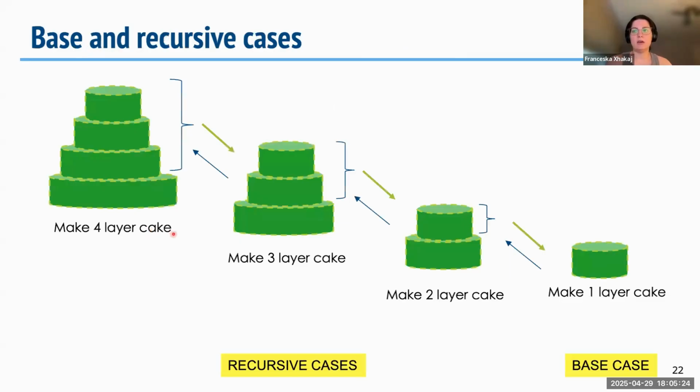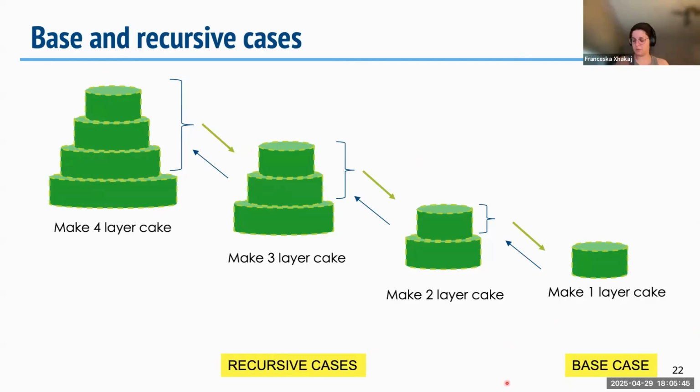In the scenario with the cake, the base case is when we have the 1-layer cake, we can just return it. The recursive case is all the other scenarios, right? When I'm making smaller, delegating, getting the result from the previous call, combining, getting the result from the previous call, combining, right? So these are the recursive cases. This is the base case.